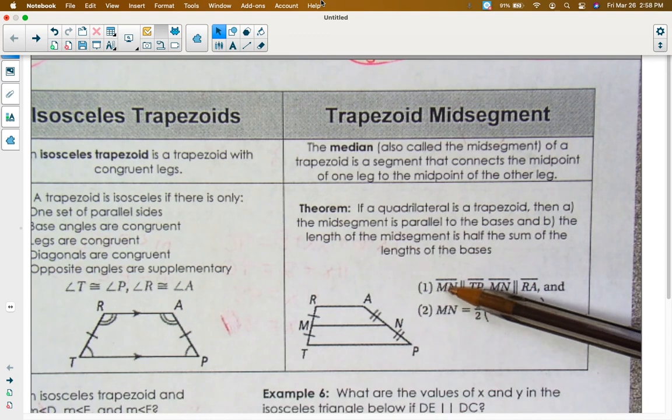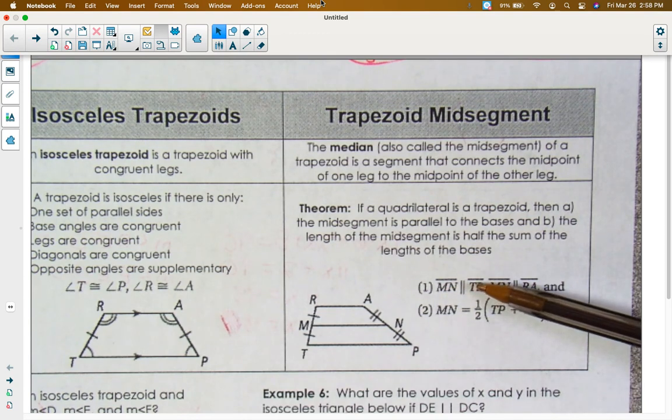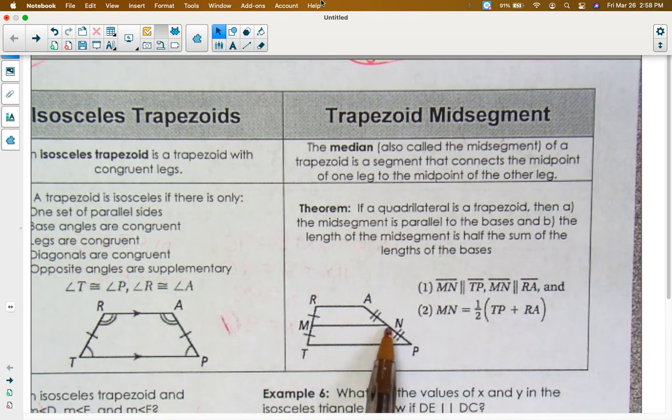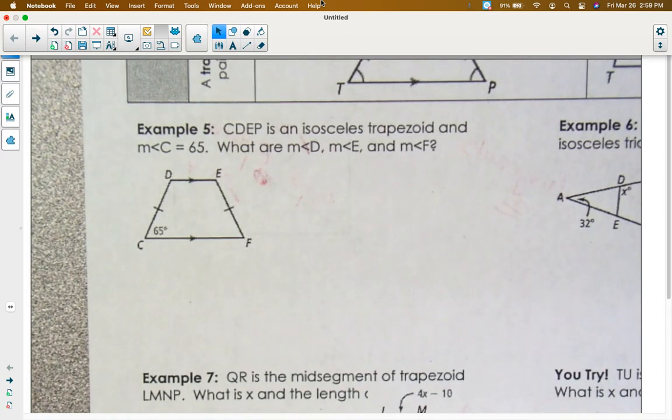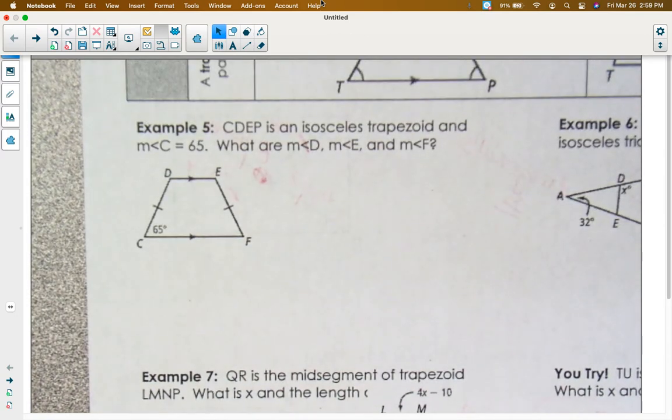So MN is parallel to TP. MN is also parallel to RA. So by definition, we know this formula is going to hold true. And we're going to go through and solve a problem dealing with that formula. So I got 4 examples that we'll go through dealing with trapezoids.